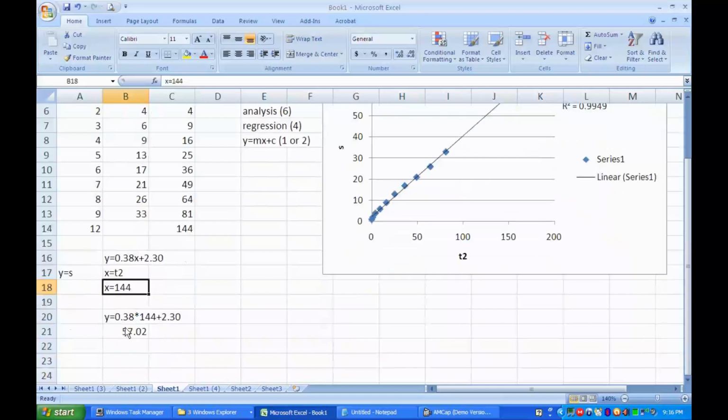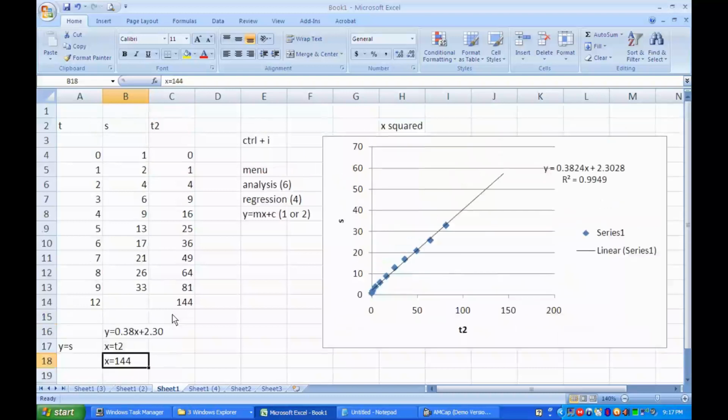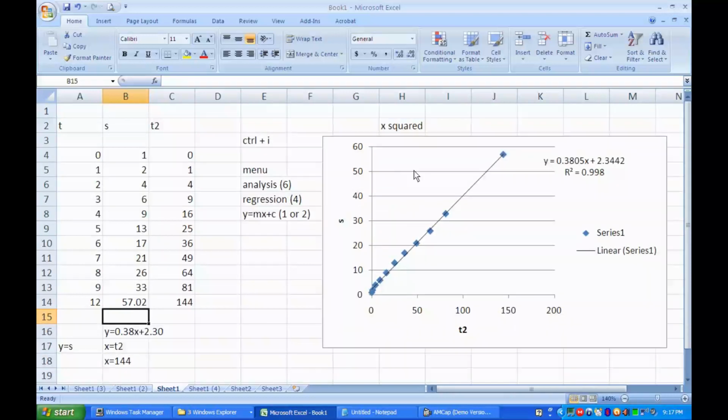So then you'd write down something like this, y equals 0.38 times 144 plus 2.30, and you get an answer. Rather, you'd put that into your CAS and you would get an answer. Then your answer to the question that they asked, what is the speed at time equals 12, would be 57.02. And if you put that into here, it should be right on that line there, because we use the equation of that line to work out where that data point should be.